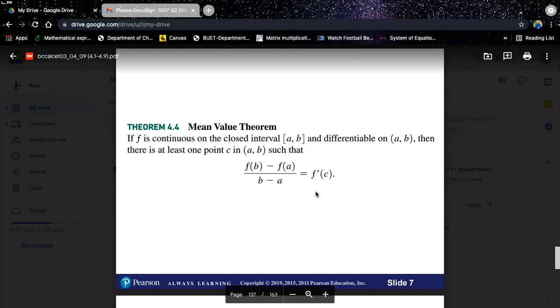It says if a function is continuous on the closed interval and it's differentiable on the open interval, then there is at least one point in that interval such that this ratio will give us the first derivative at that point. And what is this ratio?